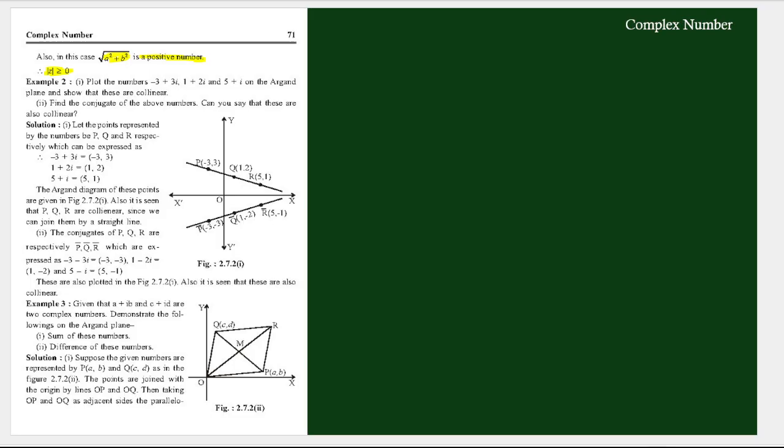Now we have to plot. Example 2. Plot the numbers -3 plus 3i, 1 plus 2i, 5 plus i on the Argand plane so that they are collinear. Collinear means they are on a straight line. Then again we also need to find the conjugate. Let's see. So let the points represented by these be p, q and r respectively.